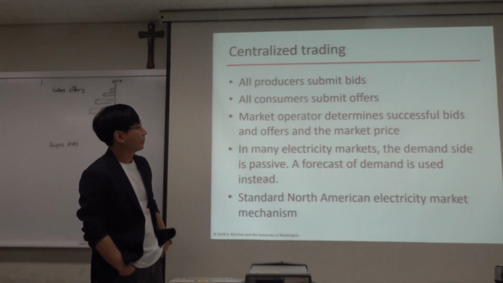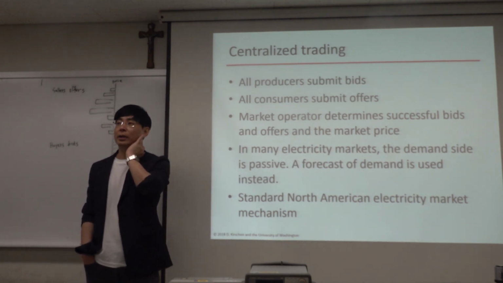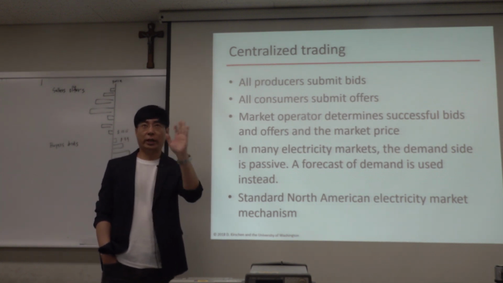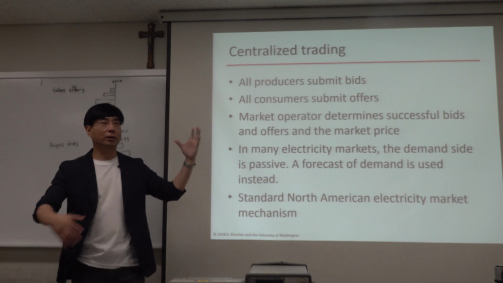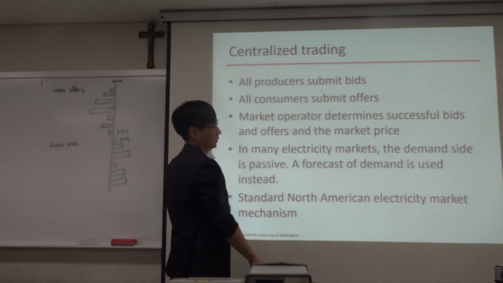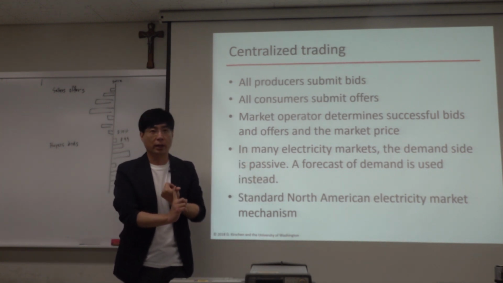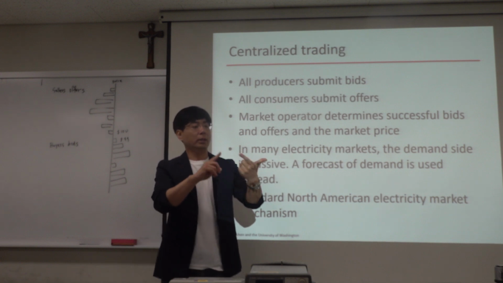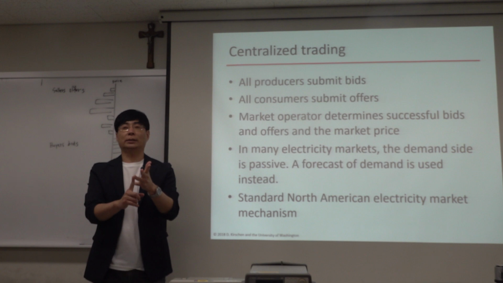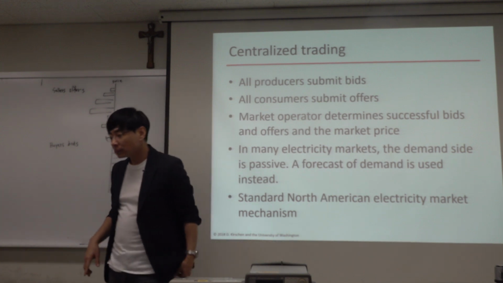And this kind of market is typically used in North America. For example, PJM. In chapter 1, I showed you that there are maybe 13 ISOs in North America, and one of them is PJM. PJM, ERCOT, CAISO, what else? New York ISO, and so on.